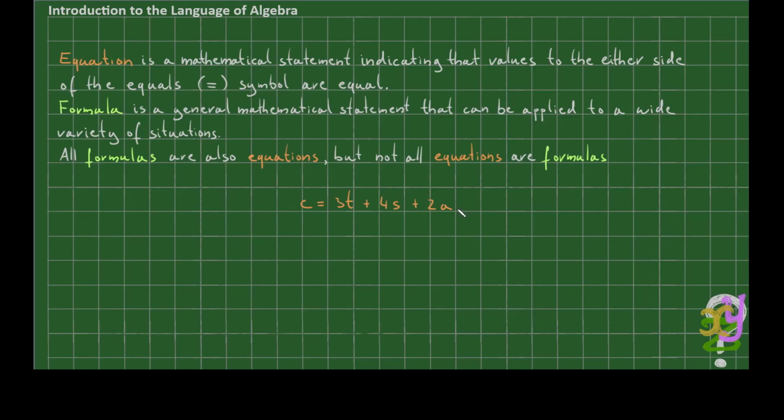For example, if I want to calculate the area of a rectangle, we have a formula for that. Area of a rectangle equals length multiplied by width. Why is this a formula and not just an equation? Well, because it applies to any rectangle. To put it more succinctly, we could say that equations tend to be very specific, whereas formulas are more general.